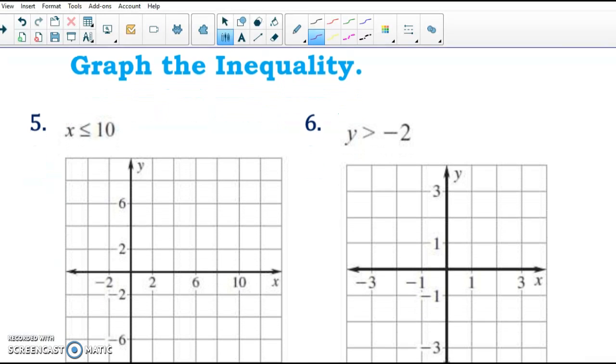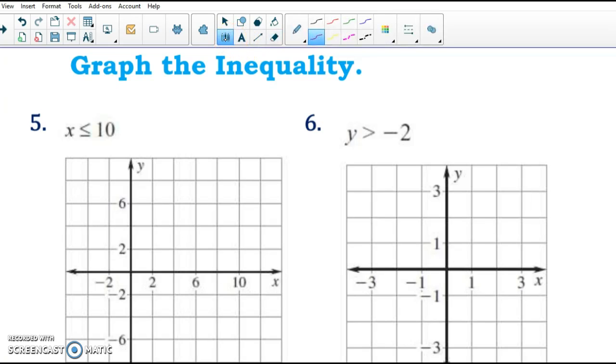If I'm asked to graph the inequality x is less than or equal to 10, I need to start by graphing my boundary line. This tells me that I'm looking at all of my x values. So just like if we had the line that said x equals 10, that means all of my x values are 10. So it works in the same way. So my boundary line is going to be a vertical line at x equals 10 because every x value equals 10.